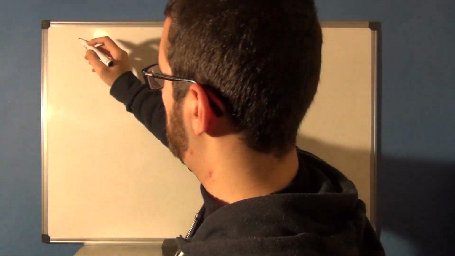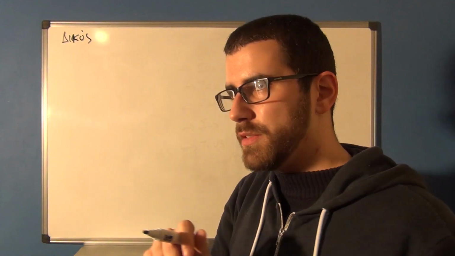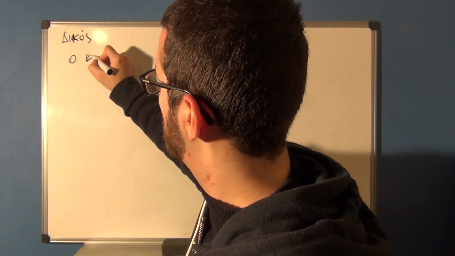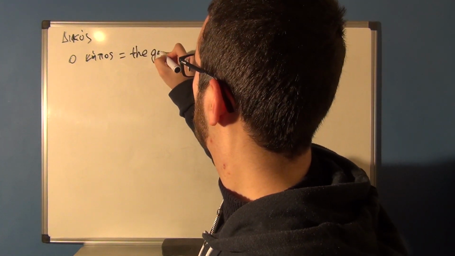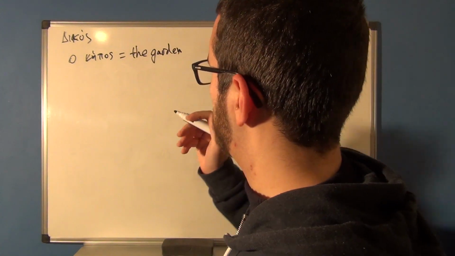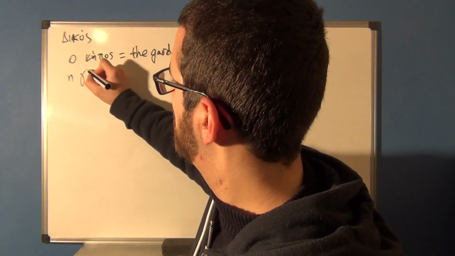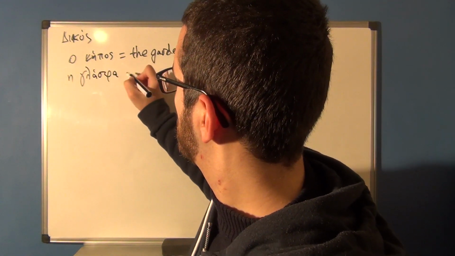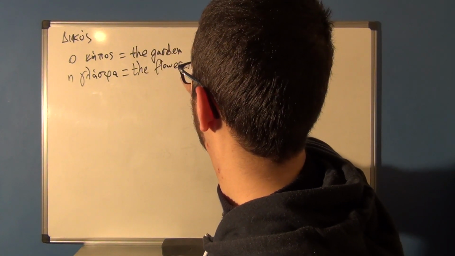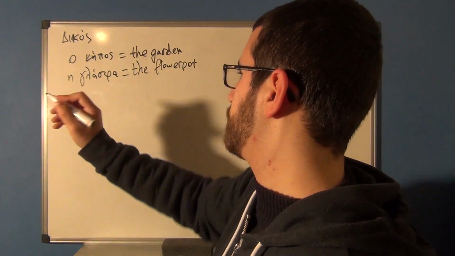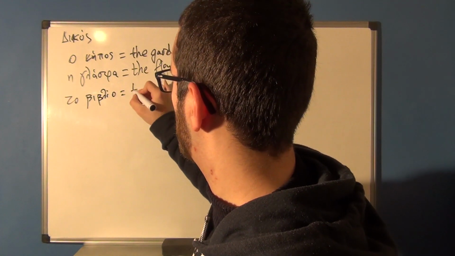Now, you're going to need δικός in a lot of cases. And let's pick some random nouns. This is also vocabulary. Ο κήπος, the garden. Now that's a div. Okay. Η γλάστρα. Now, there's a lot of gardening going on. This is the flower pot. And το βιβλίο. The book.